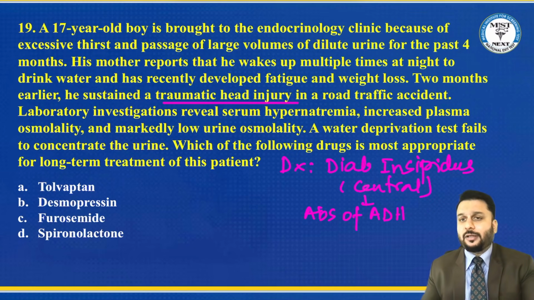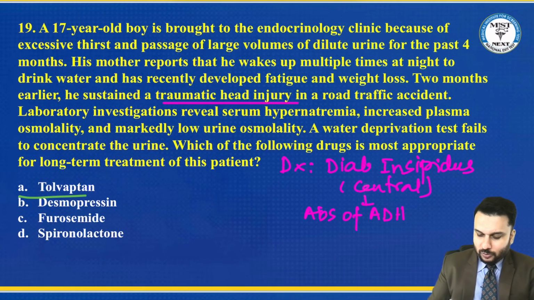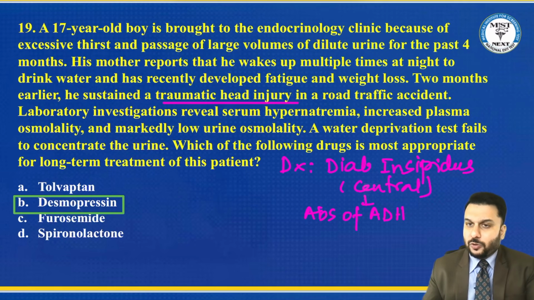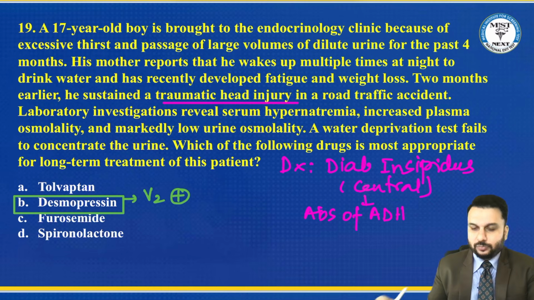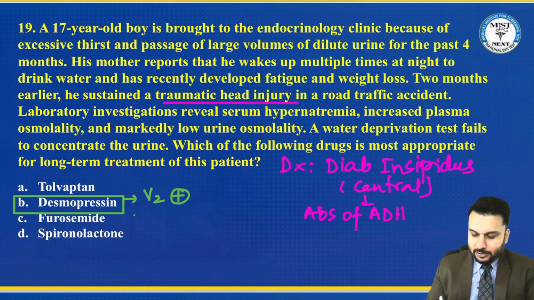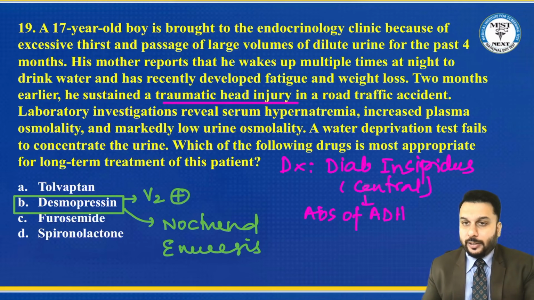If I don't have vasopressin, let's give vasopressin from outside. Only the name will change. That is called desmopressin. So desmopressin is the drug of choice for central diabetes insipidus. It works on V2 receptors. It's a V2 agonist. It will work and save water for you. And the same desmopressin is also used in nocturnal enuresis.